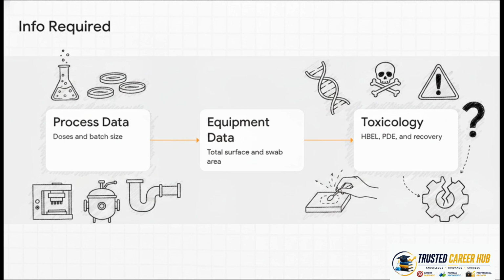First, you need process data, stuff like therapeutic doses and batch sizes. Second, equipment data. You have to calculate the total shared surface area. And third, the toxicological data, which includes the recovery factors for the specific swabs you're using. But a quick word of warning here. If your data gathering is sloppy or incomplete in these early stages, it leads directly to invalid limits. Basically, garbage in, garbage out, and your final calculation will be completely compromised.